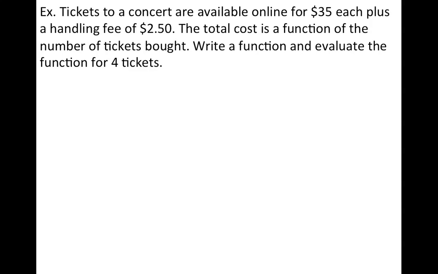So again, we first have to write our function. Since we're talking about tickets bought, I'm going to use t as my variable, so my function is going to be f of t, with t being my input, and f of t being my output. And I want to figure out the total cost. Since there is a handling fee of $2.50, that gets added on. But if you notice, each ticket is $35, so we have 35. And we don't know how many tickets we bought quite yet, so we'll put the t for tickets with the cost of the ticket, and the handling fee we add on to the end, $2.50.